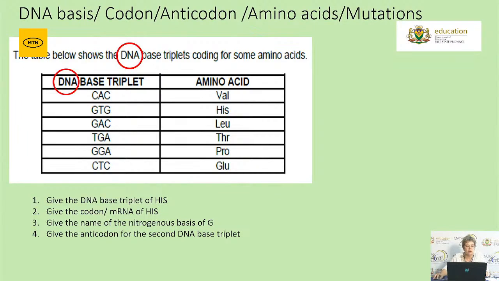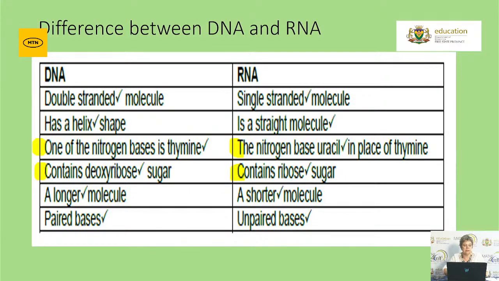They can also ask, give the nitrogen base of G, for example, that is guanine, or T, that is thymine, so also know your different nitrogen bases and their letters. Right, so if I look at DNA and RNA, that is the differences between DNA and RNA.